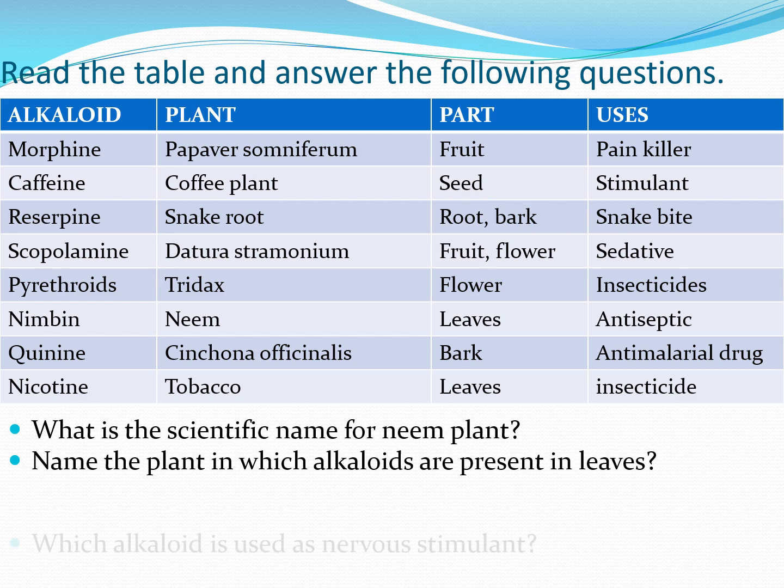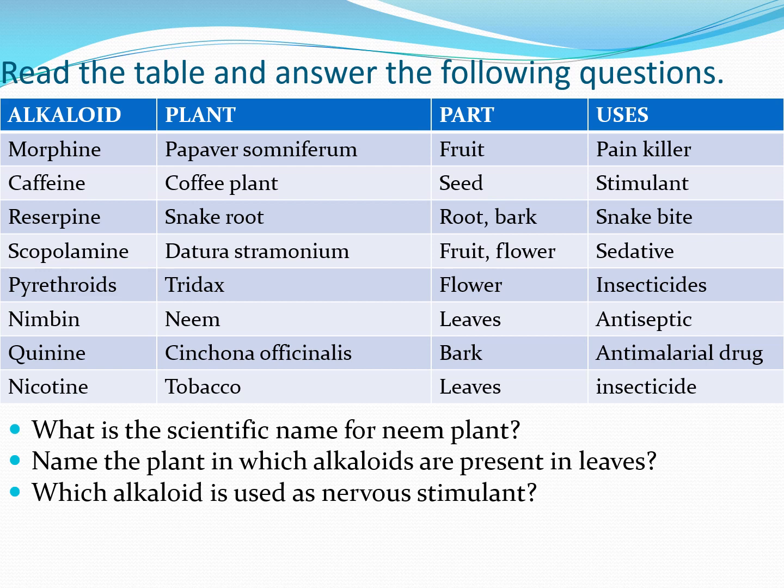Okay, next, which alkaloid is used as nervous stimulant? Caffeine is the alkaloid used as nervous stimulant. Name the alkaloid which is from Rauwolfia. Rauwolfia is nothing but snake root. From there we will obtain reserpine, which is used as anti-venom against snake bite.